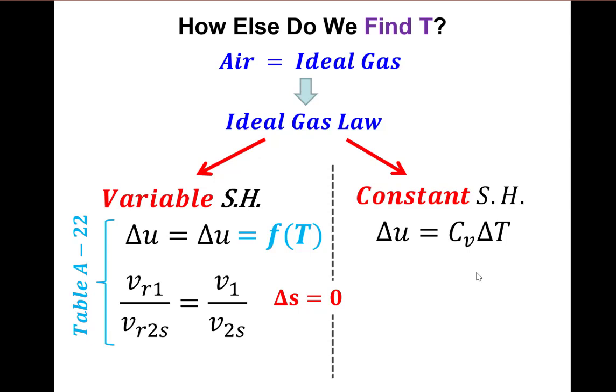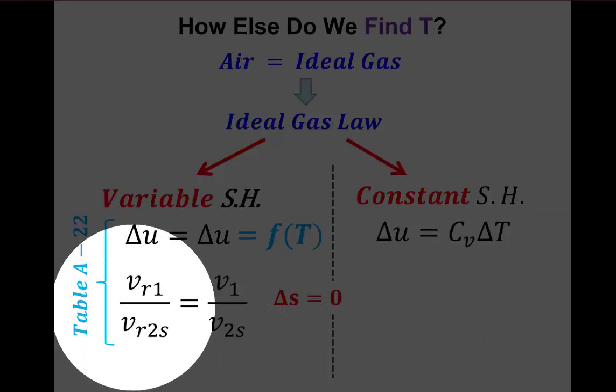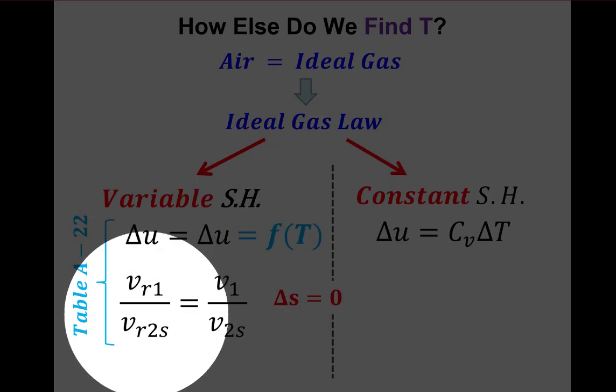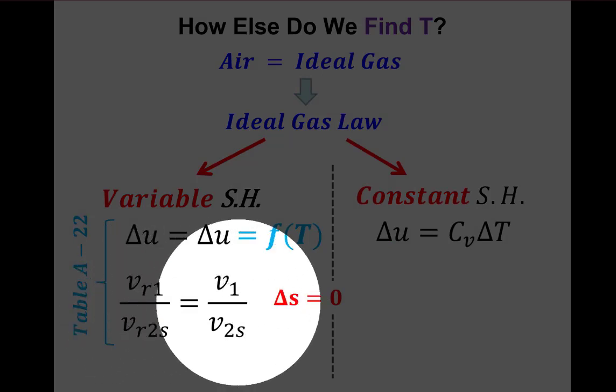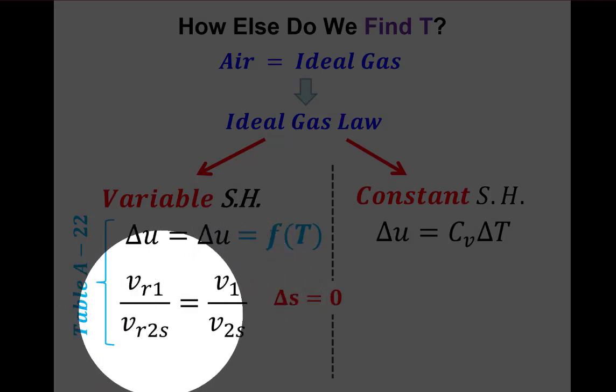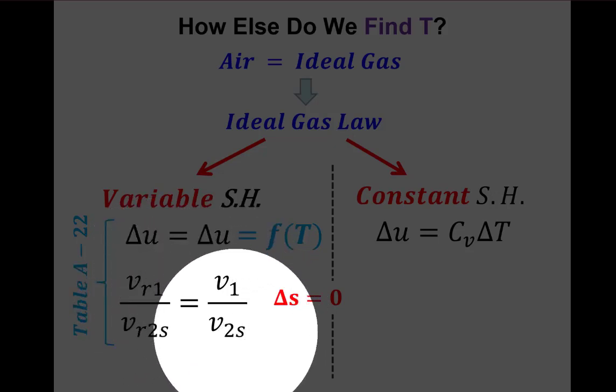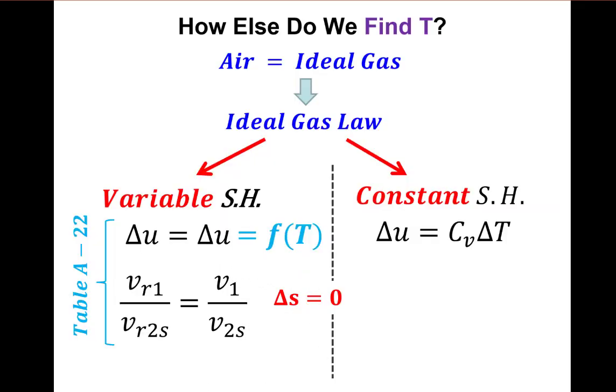So if it's variable specific heat, then for internal combustion engines, what we do is we look for volume ratios, right? So we'll use this thing called VR, the reduced volume on table A22. I'll show you a little bit how to use that on the next slide. And this ratio of reduced volumes is going to be also equal to the ratio of volumes. So if you know the volume ratio, like the compression ratio, then you also know this ratio of the reduced volumes.